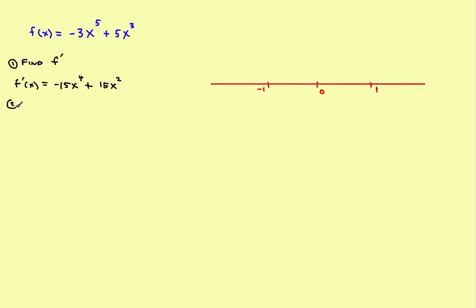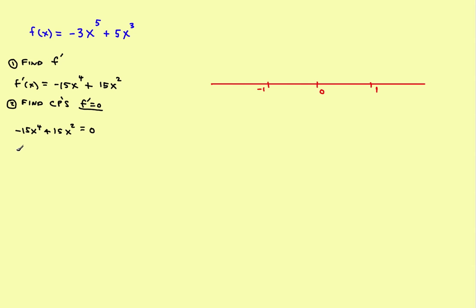Now the second step is you need to find the critical points. So you want to find the CPs, the critical points where the first derivative is equal to 0. So take the first derivative, set it equal to 0, and solve for x. So what that's going to give me would be minus 15x to the 4th plus 15x squared, and set that function equal to 0. Now go ahead and factor it.